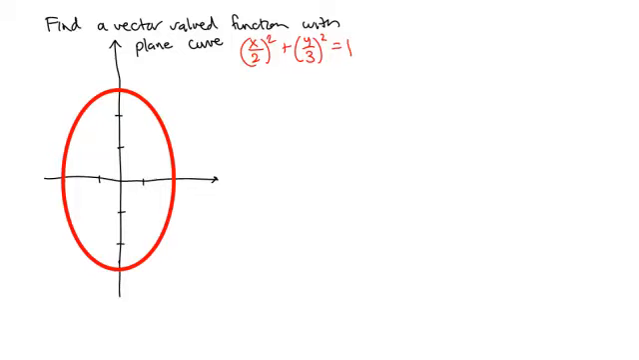Find a vector-valued function with the plane curve given by the ellipse x over 2 quantity squared plus y over 3 quantity squared equals 1. And in case you don't quite remember how conics work, whenever you have an equation like this, x over a number squared plus y over a number squared equals 1, that's an ellipse who intersects the x-axis 2 units away, since that's the bottom number in the x, and who intercepts the y-axis plus or minus 3 units away, since that's the bottom number right there. So how might we do this?